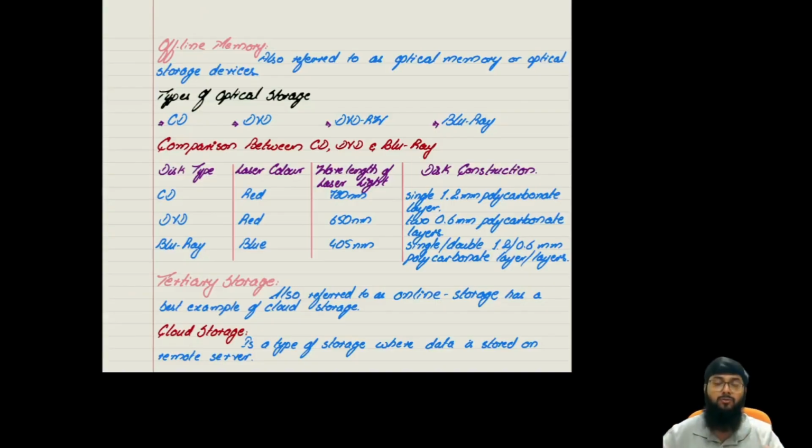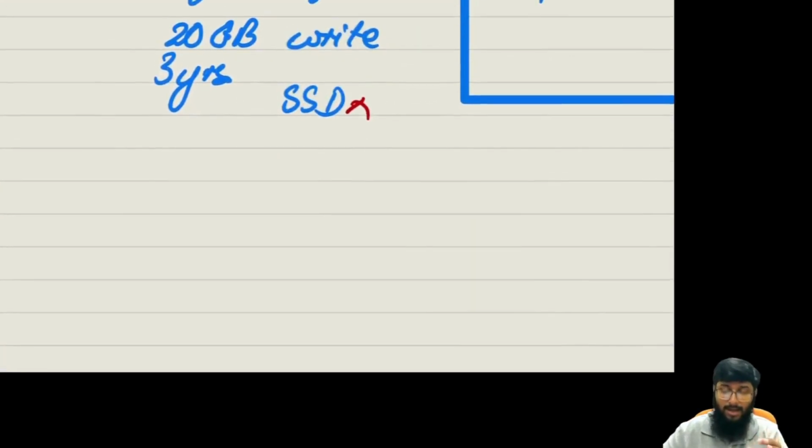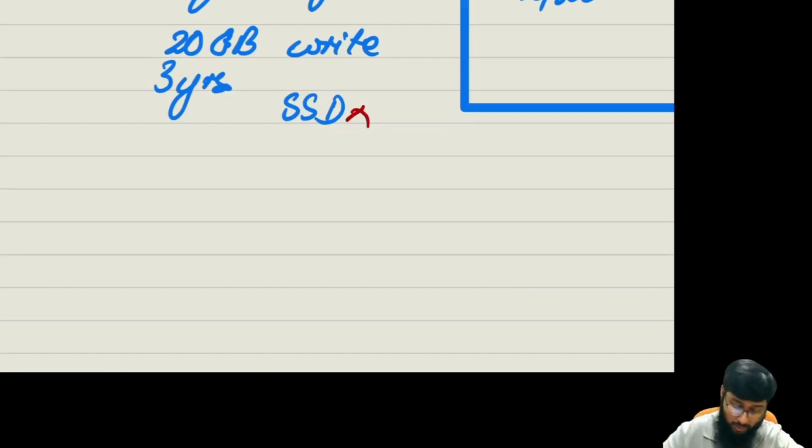Now we need to know a few things about them. What are those things? We need to know the disk type, the laser colors, the wavelength, and the disk construction. Before starting, we should know that the data in CDs, DVDs, and Blu-rays is stored in the form of pits and bumps.